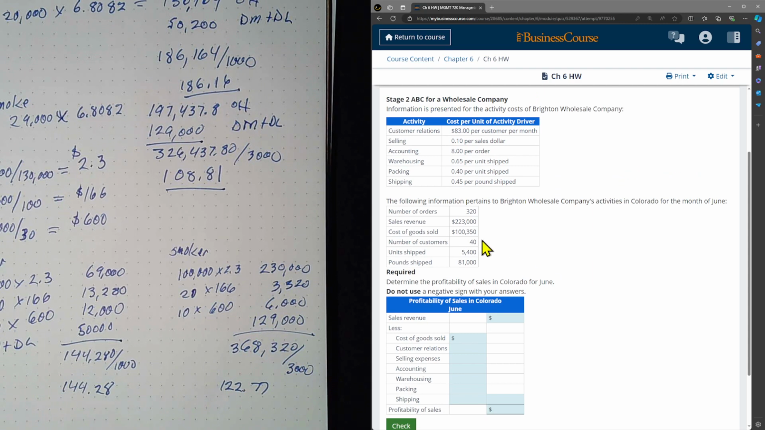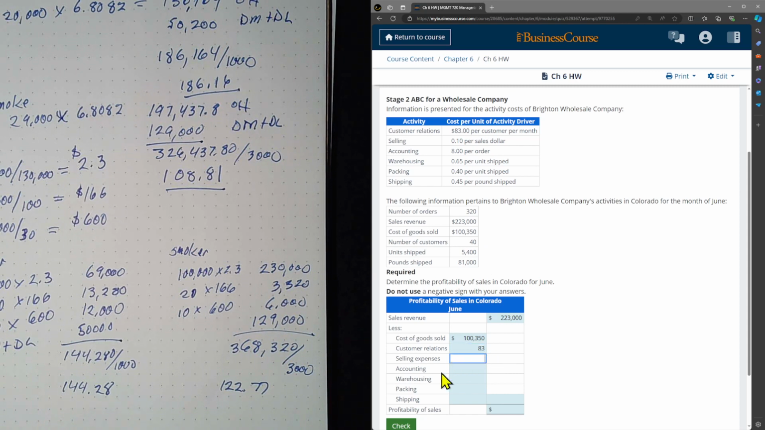So the sales revenue here is $223,000. Cost of goods sold, well, we have that. It's $100,000, right? $100,000, $350. And the customer relations, and you can go through here and you can see customer relations is $83 per customer month. And are we just talking about 1 month? So I guess this is 83.